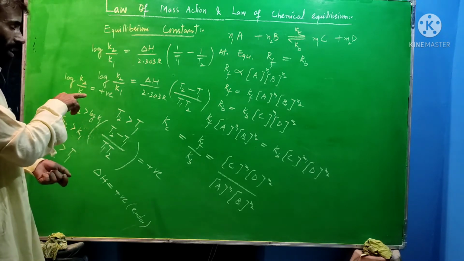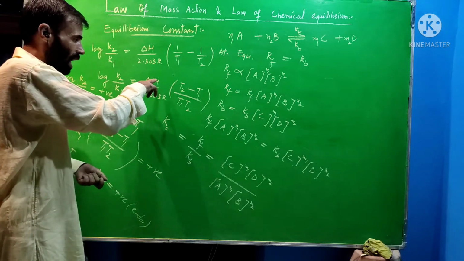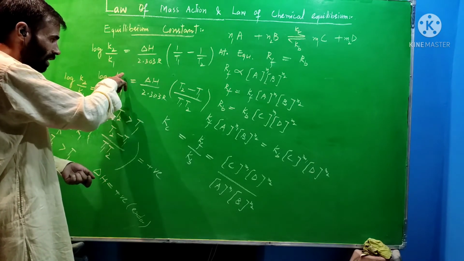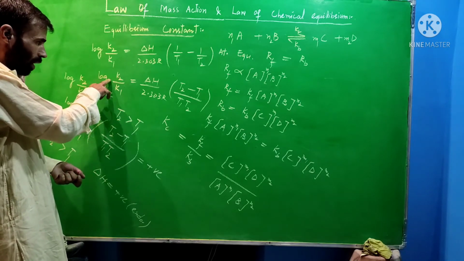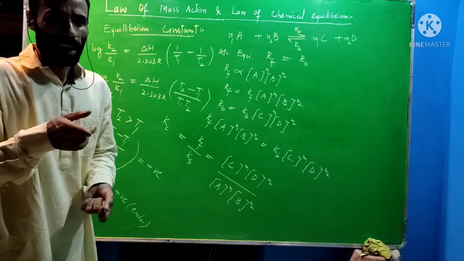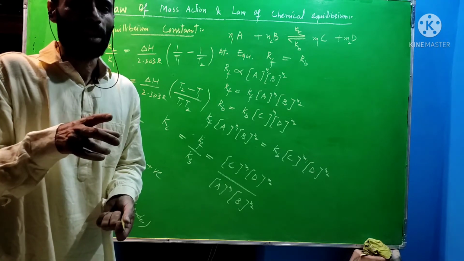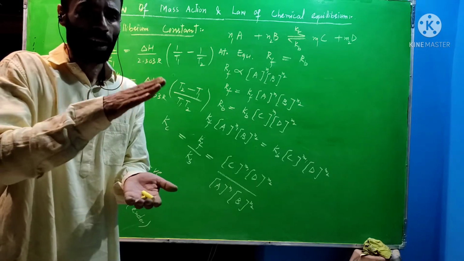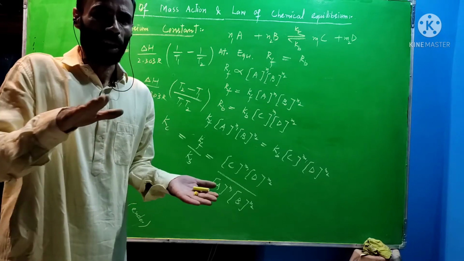In the case of an exothermic reaction, this one will be negative and this one also negative. That means this term is negative, which happens when log of K2 is smaller than log of K1. So for an endothermic reaction, the equilibrium constant at higher temperature is more than the equilibrium constant of the same reaction at lower temperature.